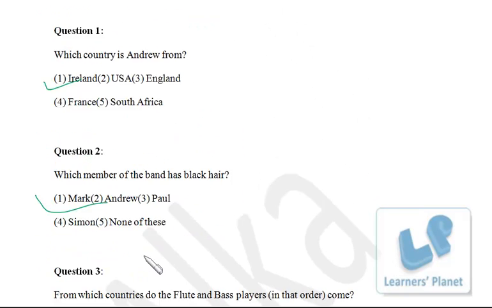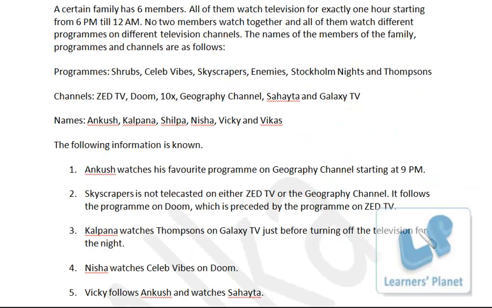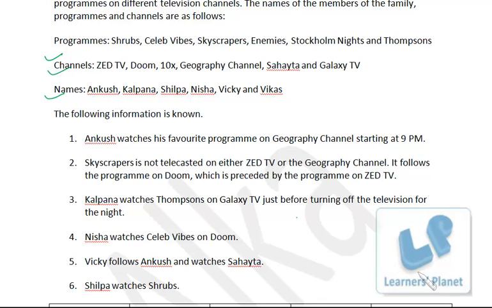So all these 5 questions can be done very easily once you make this table. Okay, so I hope that's clear to you. Now this set of questions. A certain family has 6 members. All of them watch television for exactly 1 hour starting from 6 to 12. Okay, names of programs have been given, channels and names of the persons. And some more information.